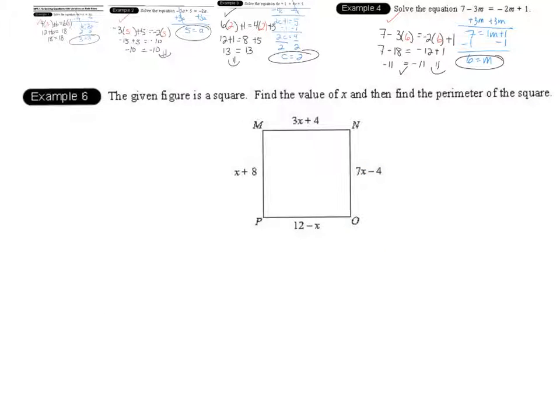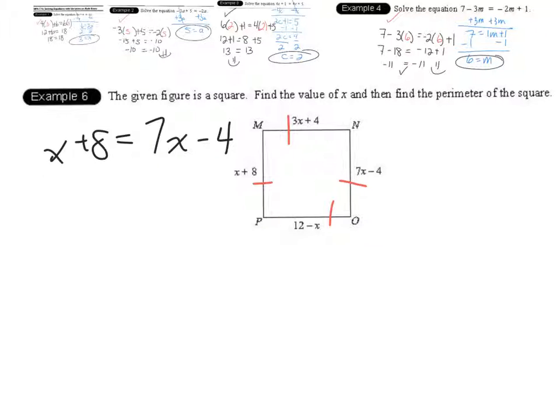The given figure is a square. So on squares, we know that all the lengths of the sides are equal. They say find the value of x. There are a lot of different equations we can write, and we can pick the one we like the best. I think I'm just going to do x plus 8 equals 7x minus 4. All of those sides are equal. I could pick anything I wanted.